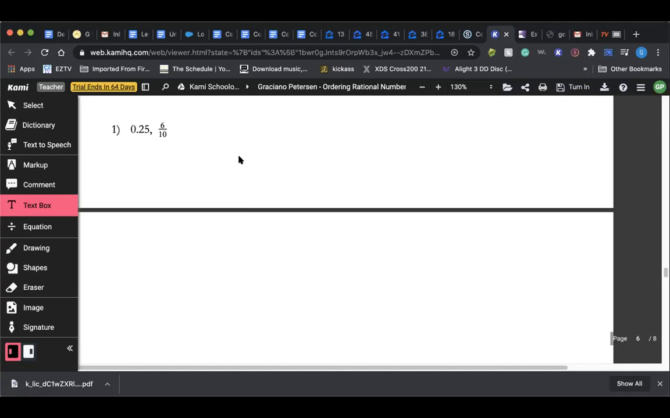So we have to take the 0.25 and make it into a fraction. How do we do that? 25 over 100. Very good. So it's 25 over 100. But now I have to reduce it and make it as simple as possible. So what do I do?